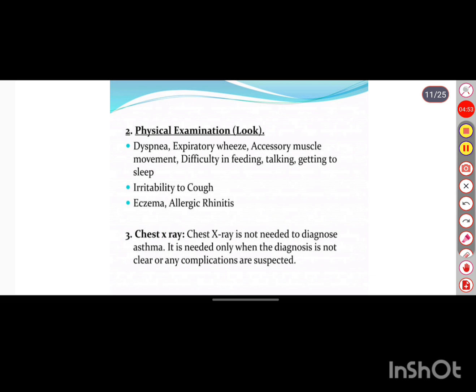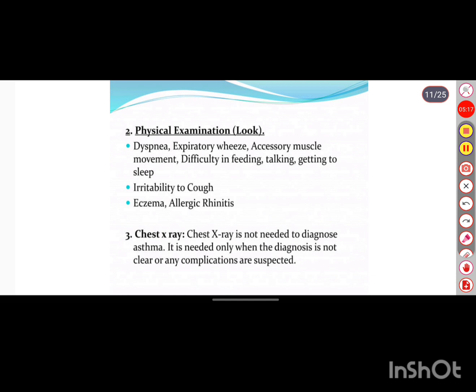Next, for physical examination, you need to look for dyspnea, expiratory wheeze, and whether the child is using accessory muscles for breathing, and whether the child has any difficulty in feeding, talking, and getting to sleep easily, irritability to cough, and eczema and allergic rhinitis. So you need to look for the signs and symptoms of all these things.